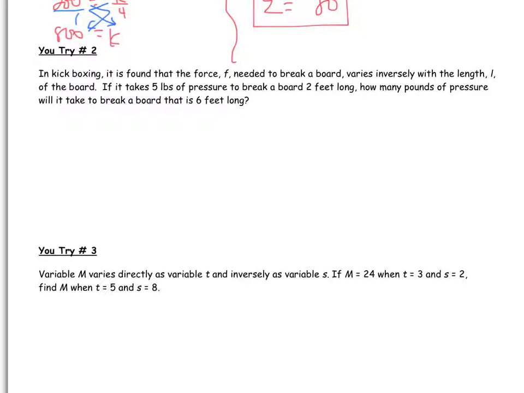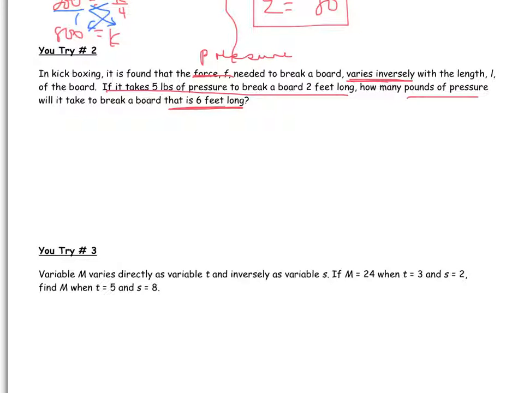In kickboxing, it is found that the force F, and force is like pressure, needed to break a board varies inversely with the length L of the board. It takes 5 pounds of pressure to break a board 2 feet long. So of course, when they give you this, they're going to find K. How many pounds of pressure will it take to break a board that is 6 feet long?